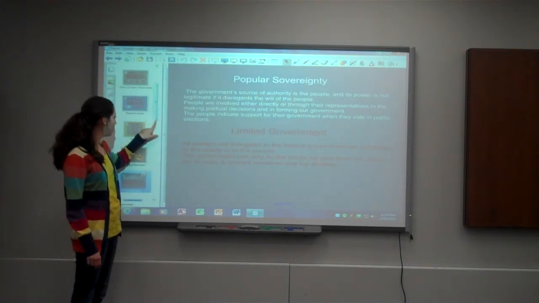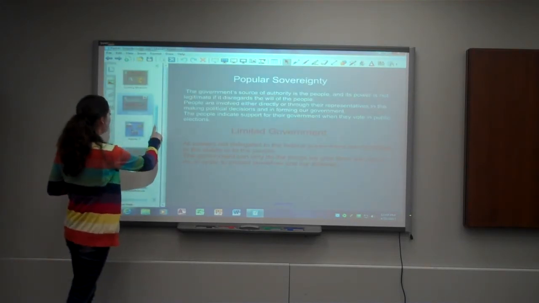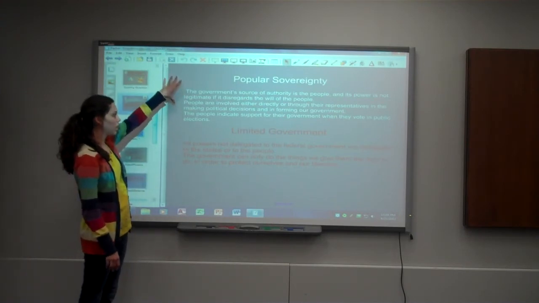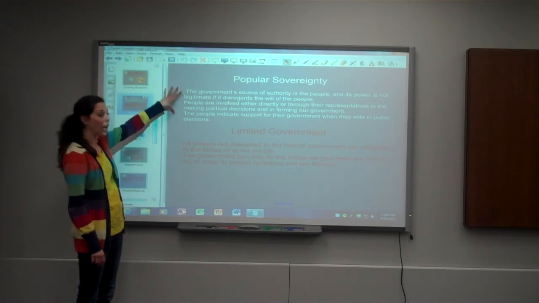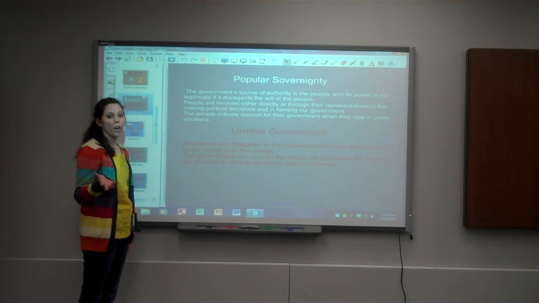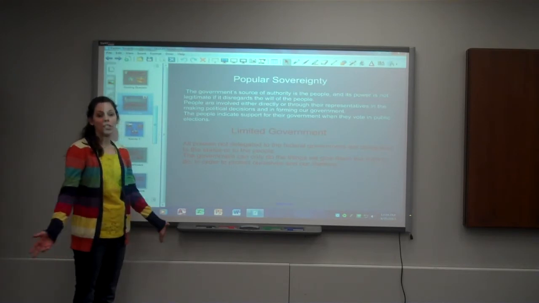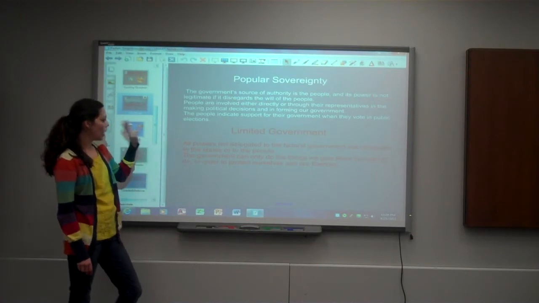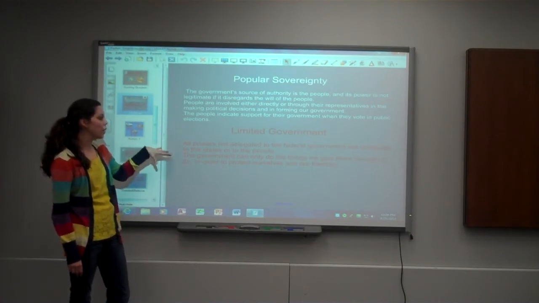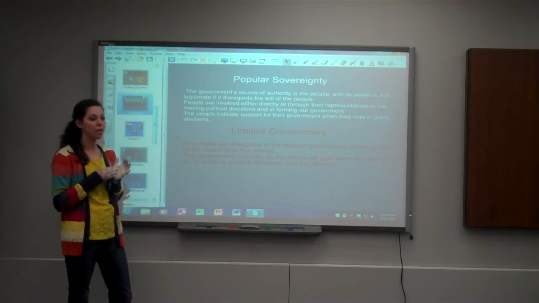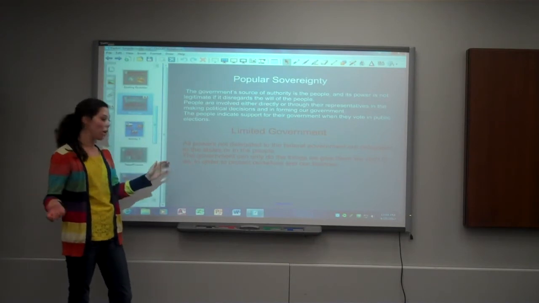I'm going to go over all the principles, which I kind of already did. Popular sovereignty: the government's source of authority lies with the people, and the people are directly involved in electing our government through the process of voting. And then limited government: any powers that are not delegated to the federal government are delegated to the states and to the people. So if it's not specifically written in the Constitution that it's a federal power, then it belongs to us.